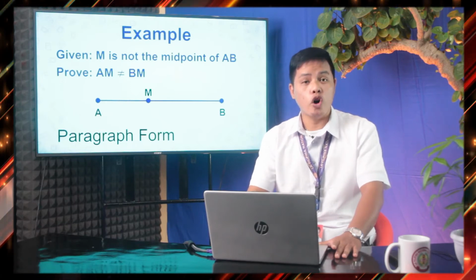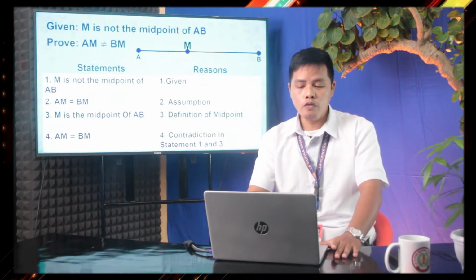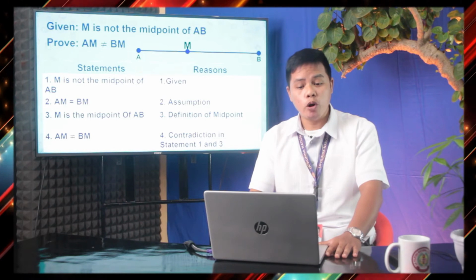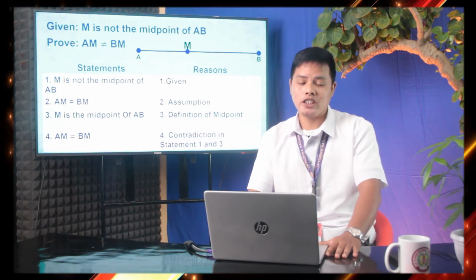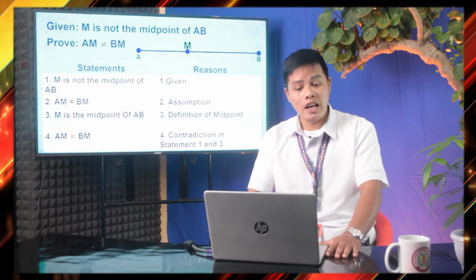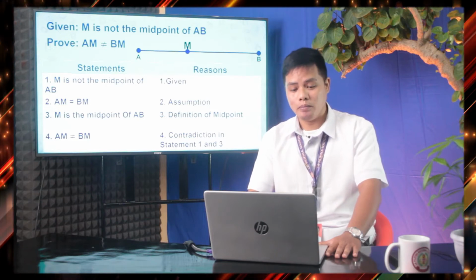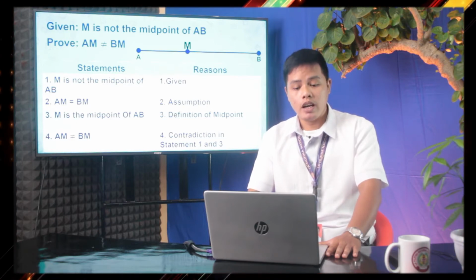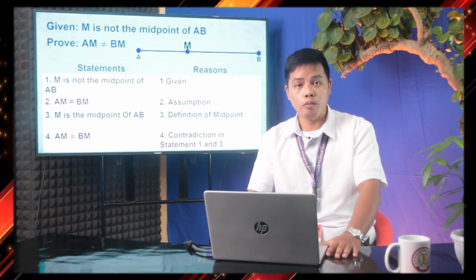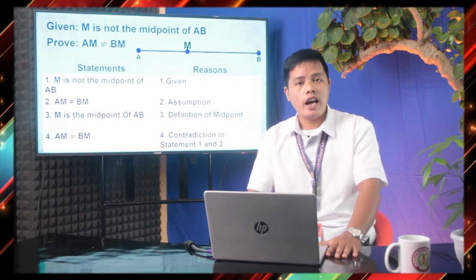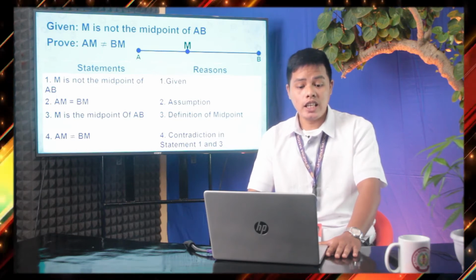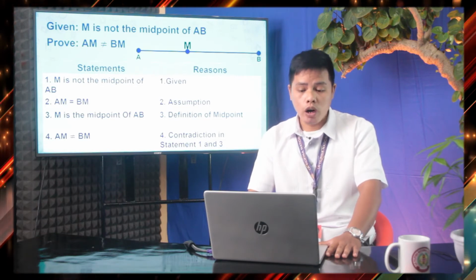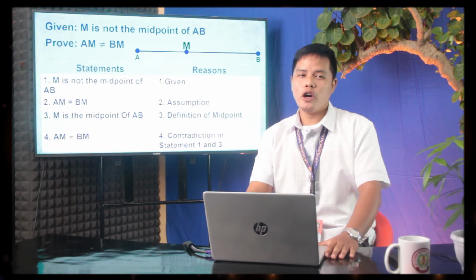Now, what about the two-column proof? The two-column proof will be the following statements and reasons. Number 1, M is not the midpoint of line segment AB. Well, that's given. Number 2, line segment AM is equal to line segment BM, which is our assumption. 3, M is the midpoint of line segment AB because of the definition of midpoint. And number 4, line segment AM is not equal to line segment BM because it contradicts the statements in number 1 and number 3. And that's for our two-column proof.